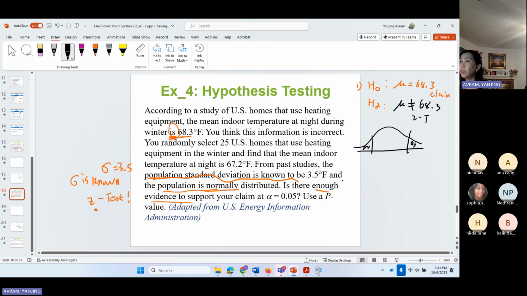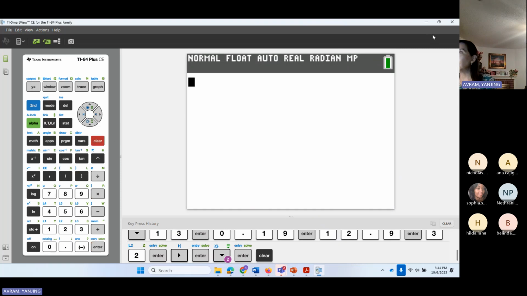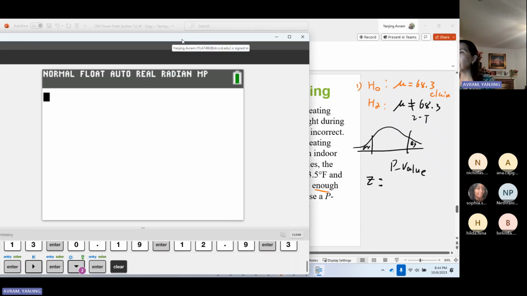If I use a calculator, it will be really easy because the calculator automatically gives me the z-score and also the p-value. Then I just need to compare my p-value with my alpha to see whether p is greater than or less than alpha, and I can make a conclusion. So we're going to use the calculator for this whole thing, and you will be surprised how easy this is.